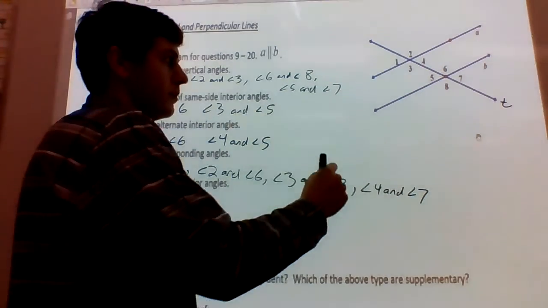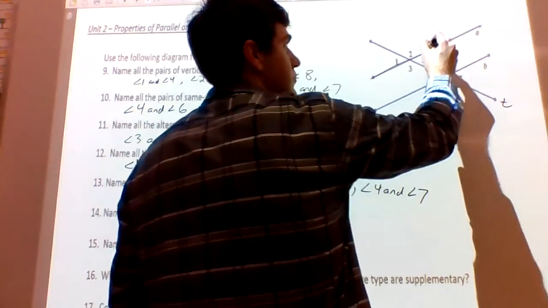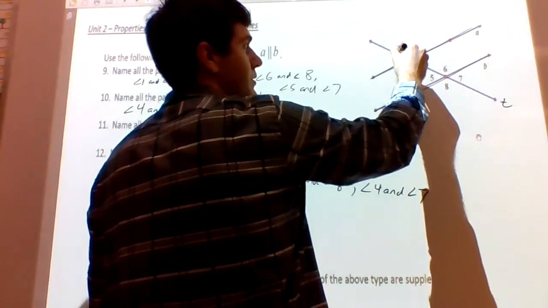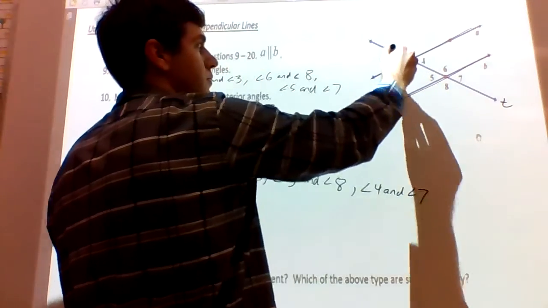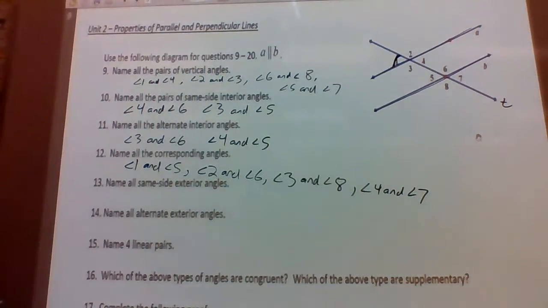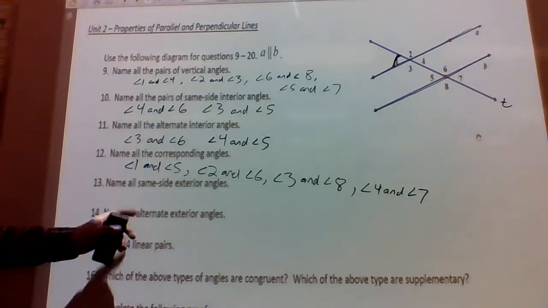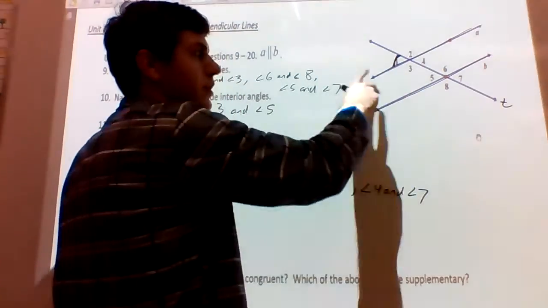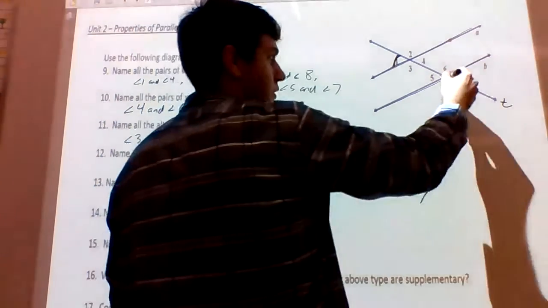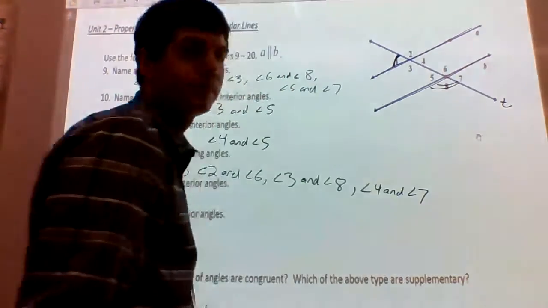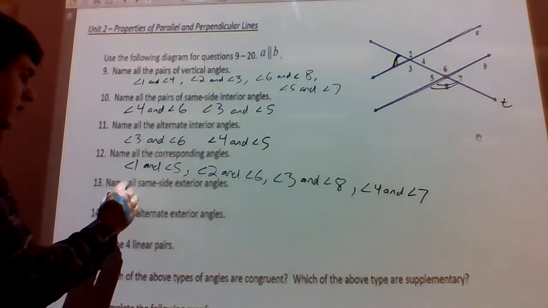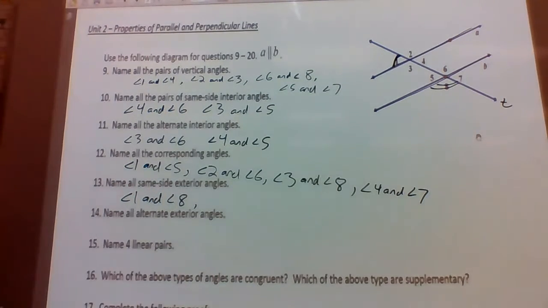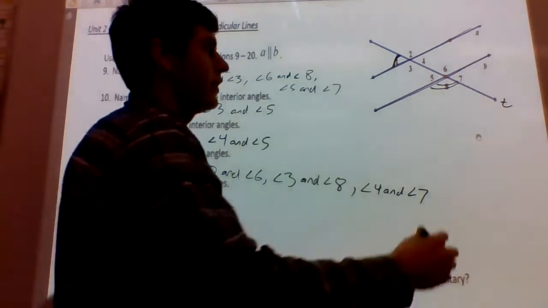So here are our two parallel lines, A and B. Let's pick one that's outside, which is angle 1. Which is same side exterior with angle 1? Well, same side of the transversal and outside of the parallel lines, the only option here is 8. So angle 1 and angle 8.